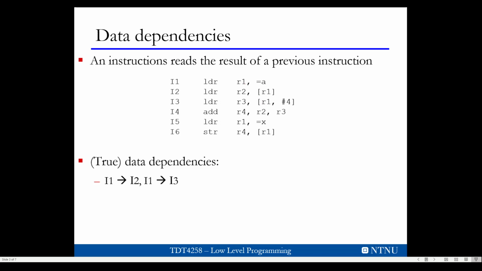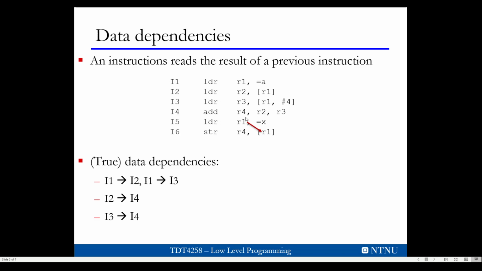Okay, let's try to find out more dependencies in this piece of code. Can you try and find some more dependencies? And a dependency is when one instruction writes to a register and the second instruction reads that register. For example, here is a dependence. I2 writes to register R2 and I4 reads this register. So there is a dependence between I2 and I4. Then I3 writes to this register and I4 reads this register. So there is another data dependence.